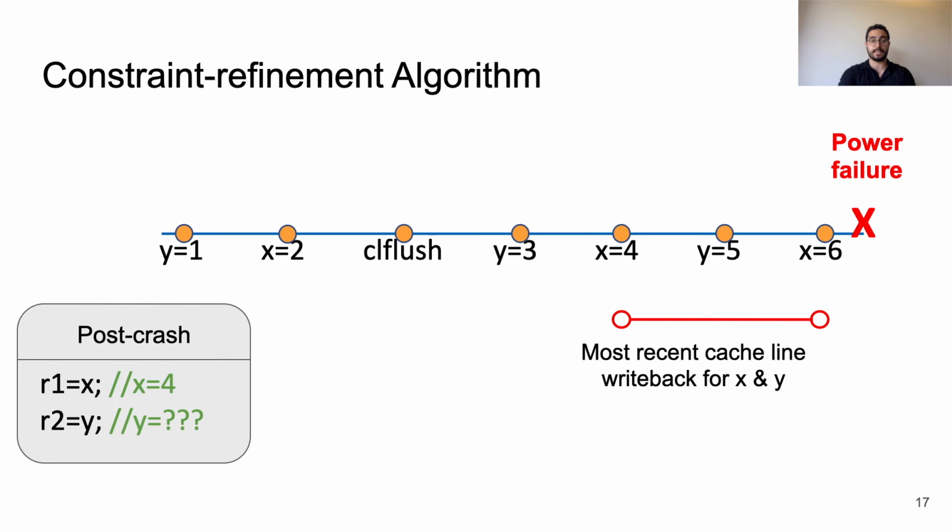Suppose the post-crash execution, which you can see on the left-hand side, reads the value 4 for the variable x. This tells us that the cache line must have been flushed sometime after the store x equals 4 and before the store x equals 6. So we can refine the interval for the most recent flush to be from x equals 4 up to but not including x equals 6, which imposes a much tighter bound on the cache line's interval. Now, if we read from the variable y, the program only can read the values 3 and 5, and it doesn't see the store y equals 1 anymore.